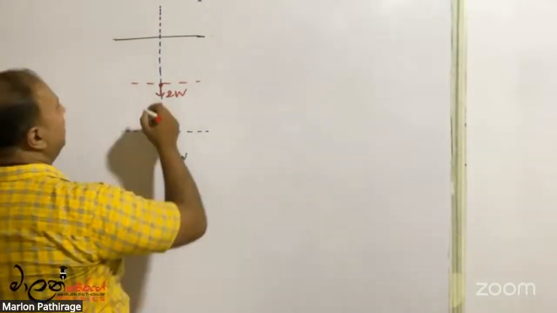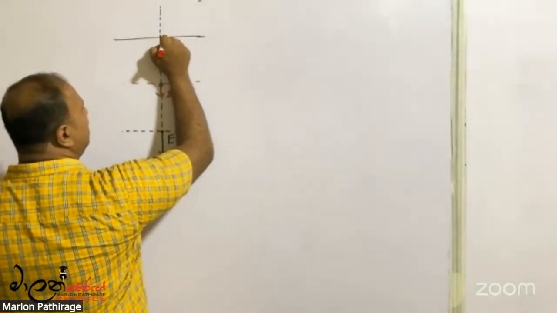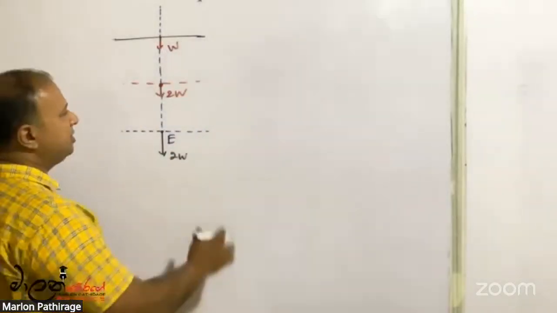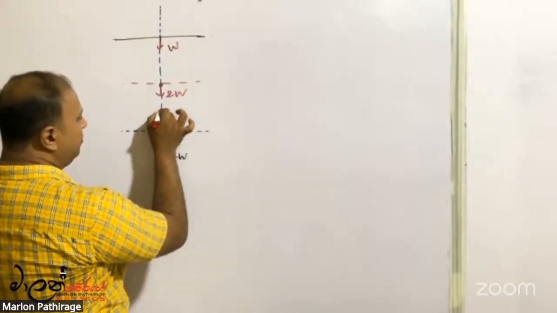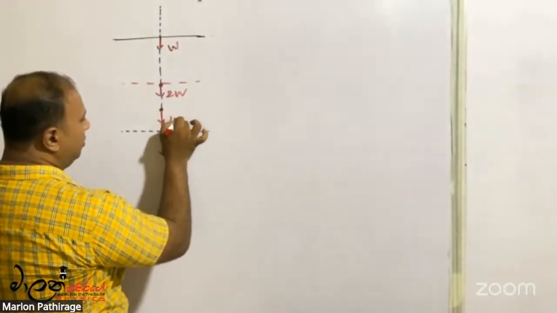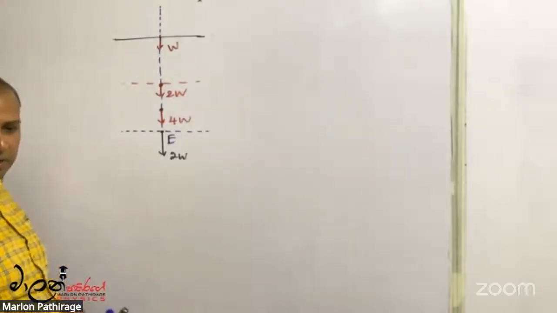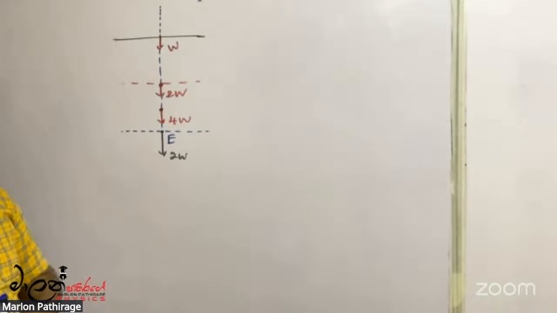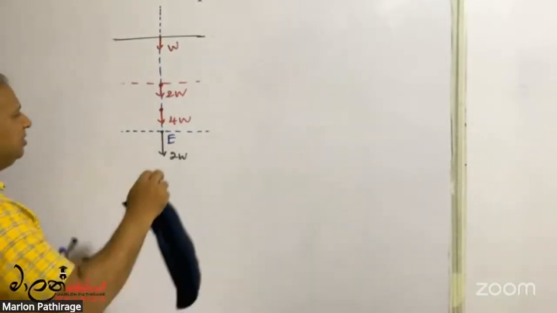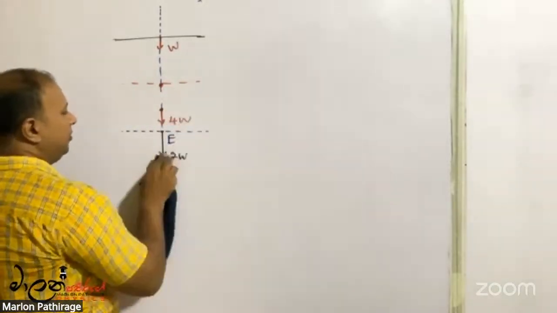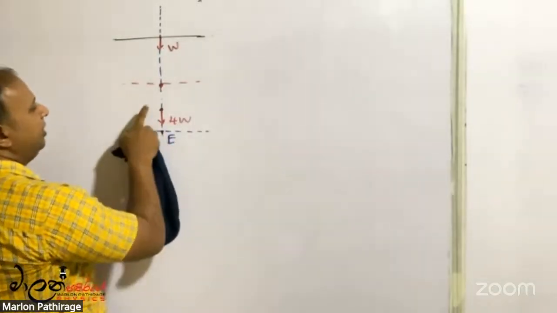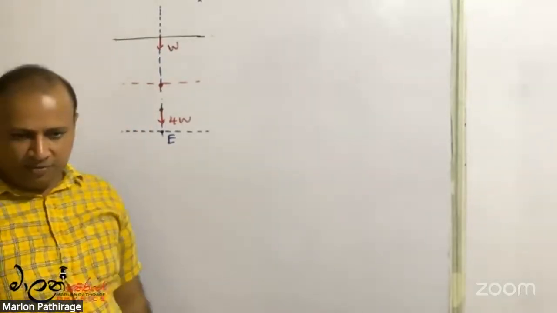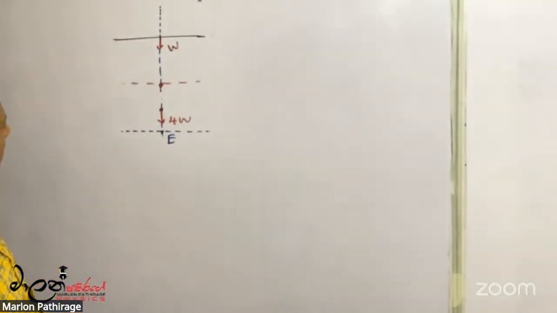Now there are only three forces. Here W, here W, 2W, 2W. If you consider 2W and 2W, definitely there should be 4W at the middle of these two line segments. Therefore, instead of considering these two W's, I can remove them. Now there are two things to be considered: one is W, the other is 4W. The ratio is 1 to 4.